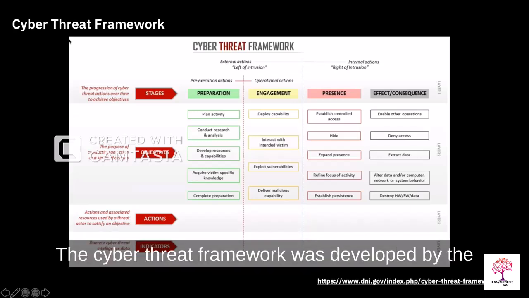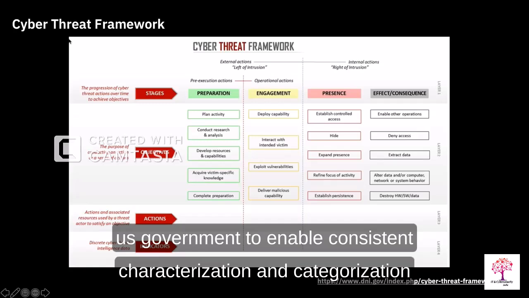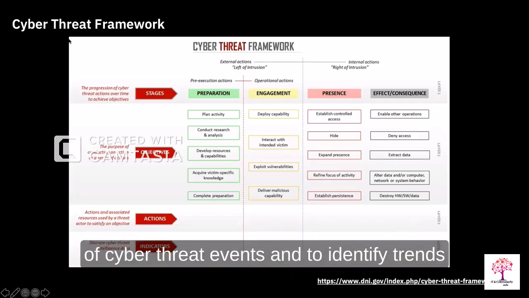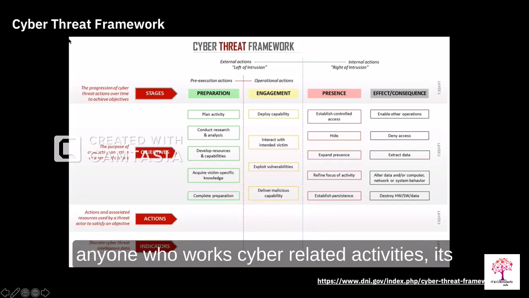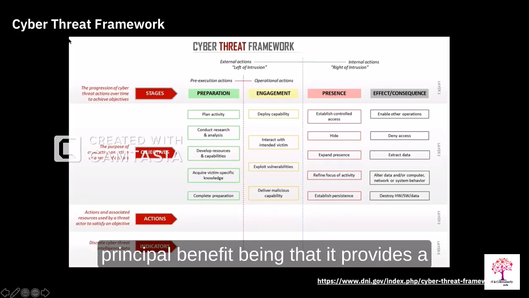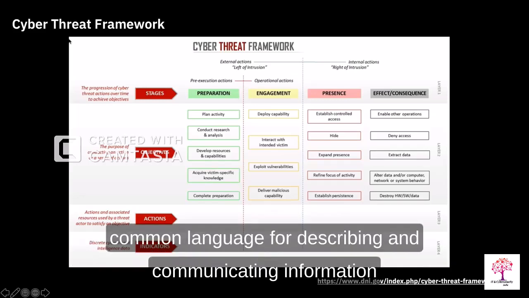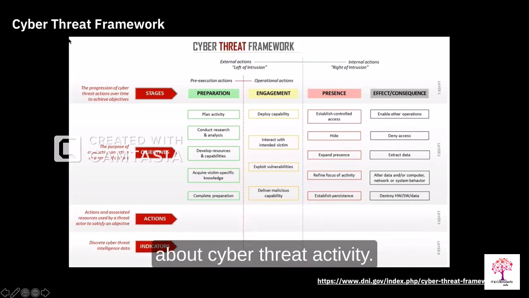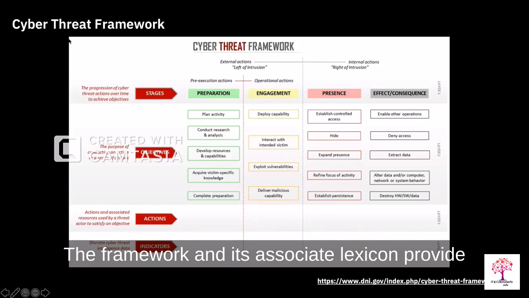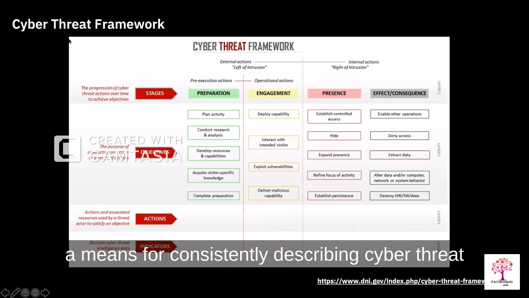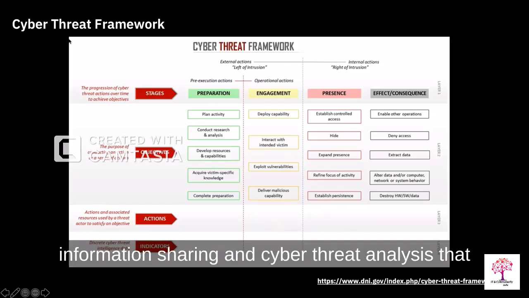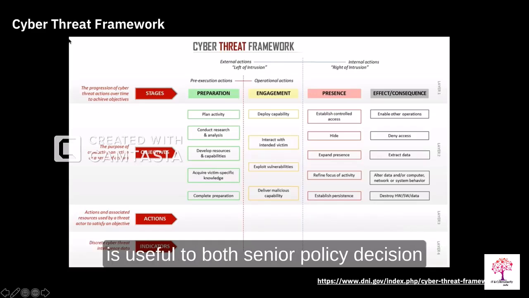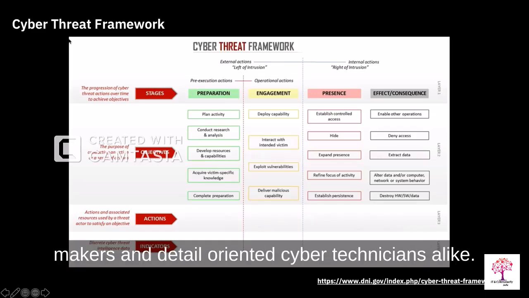The Cyber Threat Framework was developed by the US government to enable consistent characterization and categorization of cyber threat events and to identify trends or changes in the activities of cyber adversaries. The Cyber Threat Framework is applicable to anyone who works on cyber-related activities. Its principal benefit is that it provides a common language for describing and communicating information about cyber threat activity. The framework and its associated lexicon provide a means for consistently describing cyber threat activity in a manner that enables efficient information sharing and cyber threat analysis that is useful to both senior policy decision makers and detail-oriented cyber technicians alike.